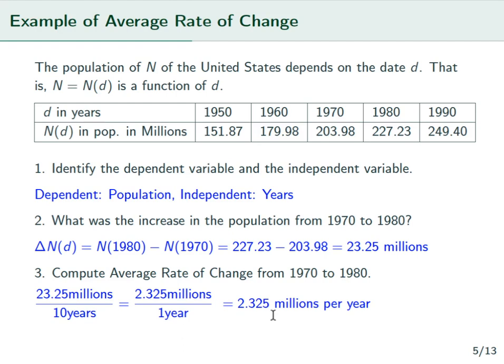So this means we're averaging the rate of change. Sometimes we call it the average of the rate of change. So this 2.325 million per year relates two quantities, population and time. And on average, we had an increase of 2.325 million in population per year. That's how we interpret it. Okay. So it makes sense why we divide by 10, because that's how much the input quantity has changed.